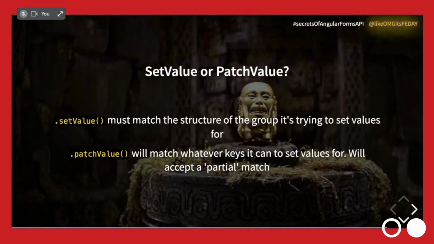A lot of people have questions about setValue or patchValue that they run into. This is a method that you would call on a form control or form group. So if you call setValue, it must match the exact structure for the group it's trying to set values for. So let's say I have a form and I have a first name, a last name, and an email. If I call setValue on that group, I must provide it that first name, last name, and email. If I call patchValue, I could pass in just name and email, and it will try and match whatever it is. So it'll do a partial match. So that's the difference between those two.